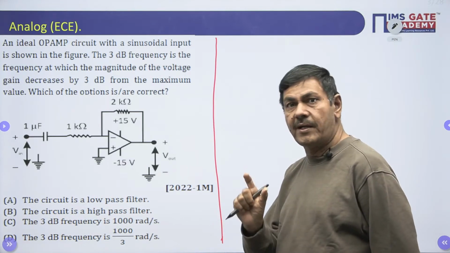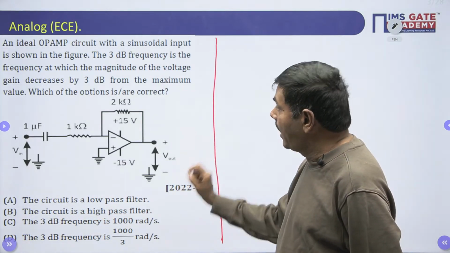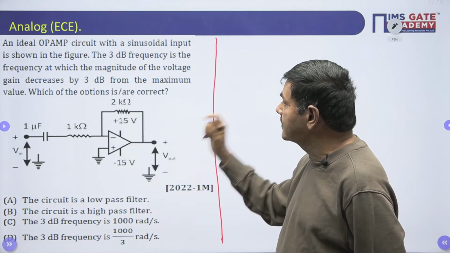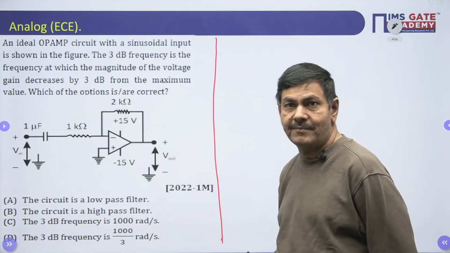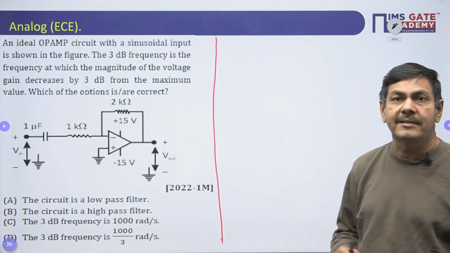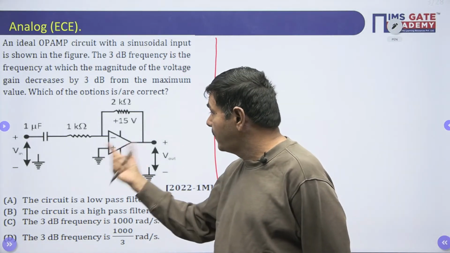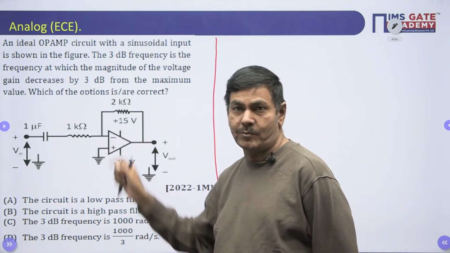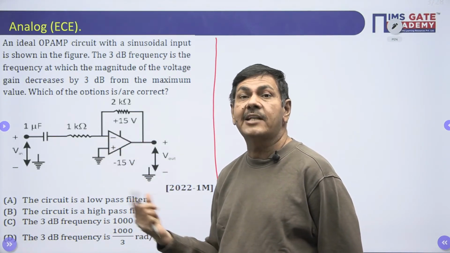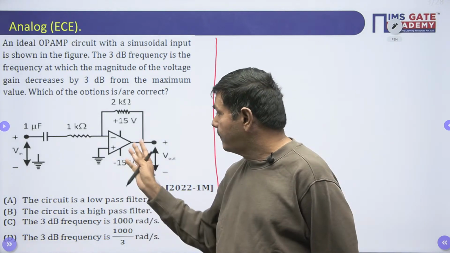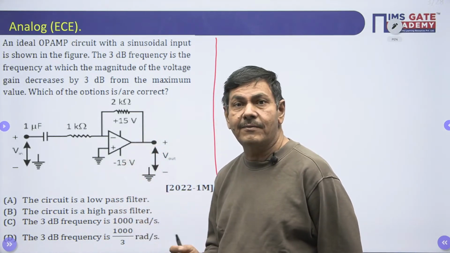Initially, I would like to identify the type of filter. In what way can we identify the type of the filter? That is more and more important. Our filters will be given with an op-amp, you know. They are said to be active filters. Without an operational amplifier, filters would be passive filters.